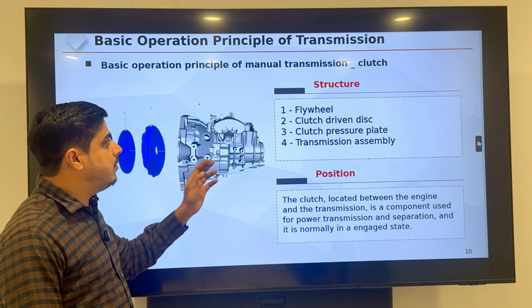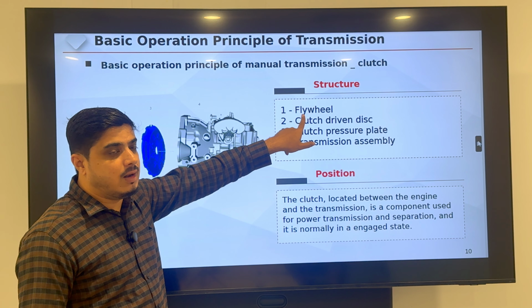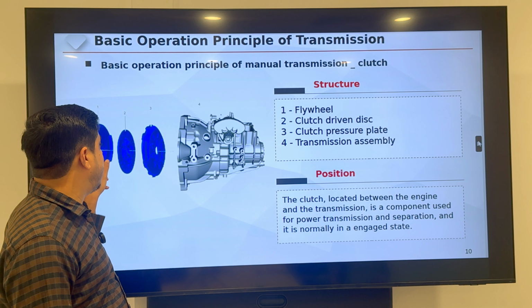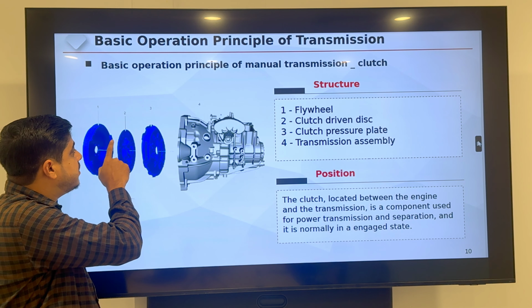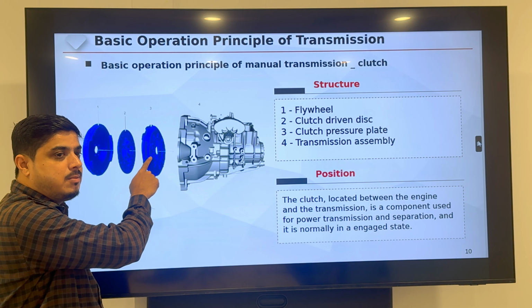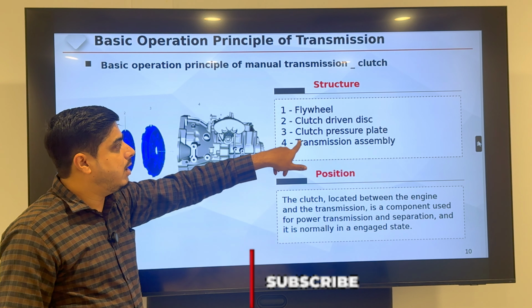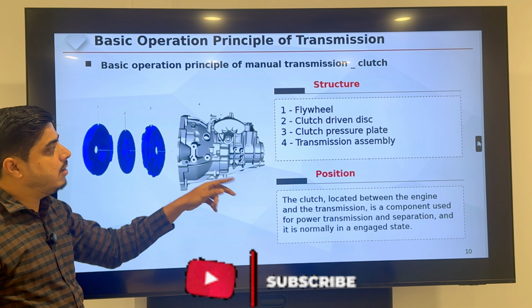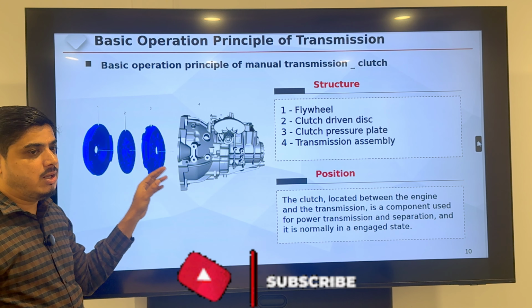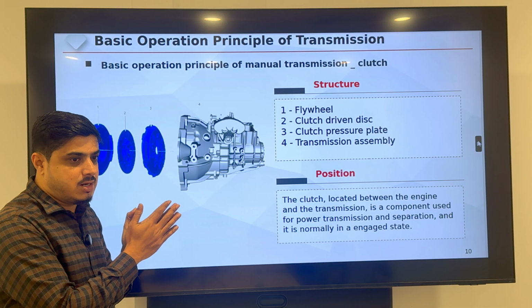Okay, and the first part in the clutch, which one is the flywheel? This is the flywheel, and the flywheel is attached with the clutch plate and clutch pressure plate. Second is the clutch driven disc plate, and third is the clutch pressure plate. This is the disc plate and the pressure plate. Fourth, the transmission assembly. It is equipped in between transmission and engine.